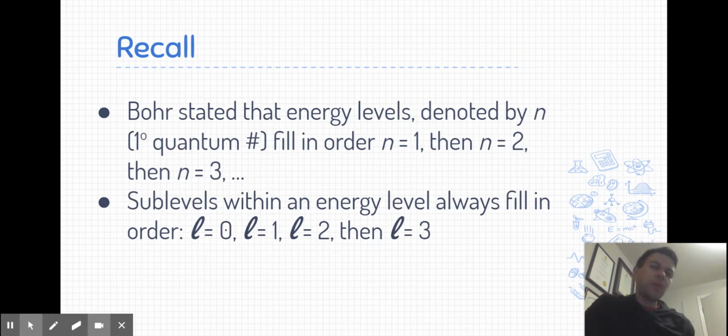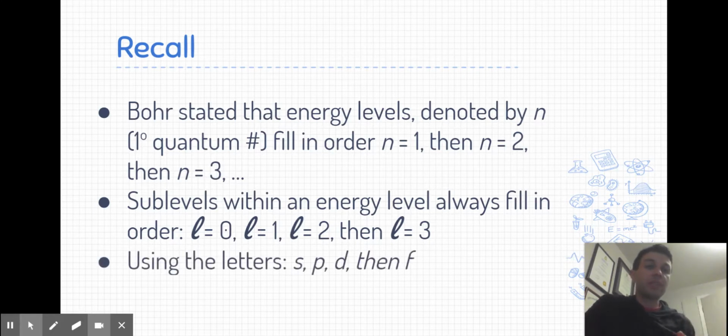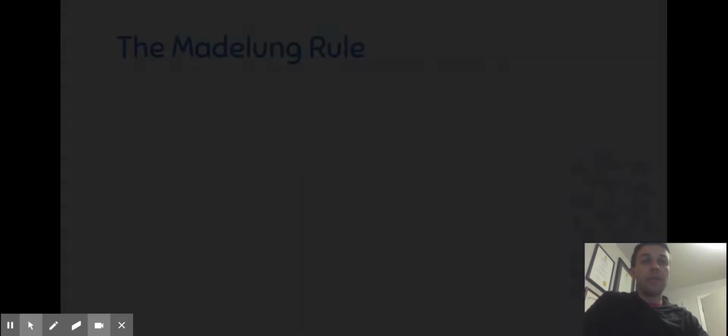Now, from here on out, we are not really going to be using too many of the quantum number designations. We're going to be using the letter designations more. So S, P, D, and then F, okay? That's always going to be the order in which sublevels fill within a main energy level. Now, our challenge here is to put all those together and come up with a rule or a system for understanding the order in which all these different sublevels fill within the atom.